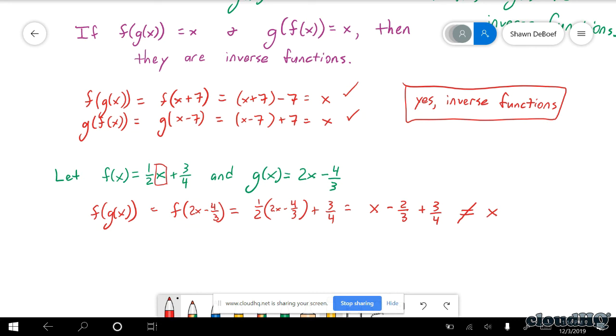Can I answer the question about whether they're inverses, or do I need to go ahead and check the other one? I can already answer the question. I know that they are not inverses. I don't need to test g of f of x. So I would stop right now and just state that: not inverse functions.